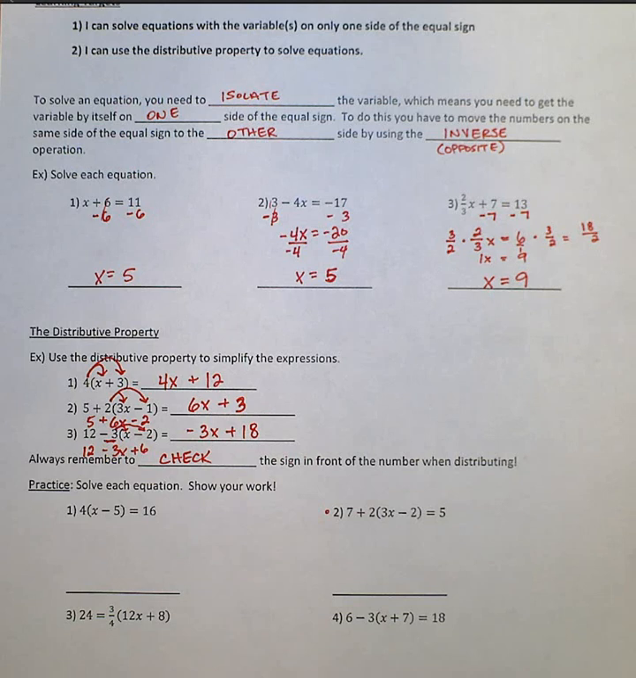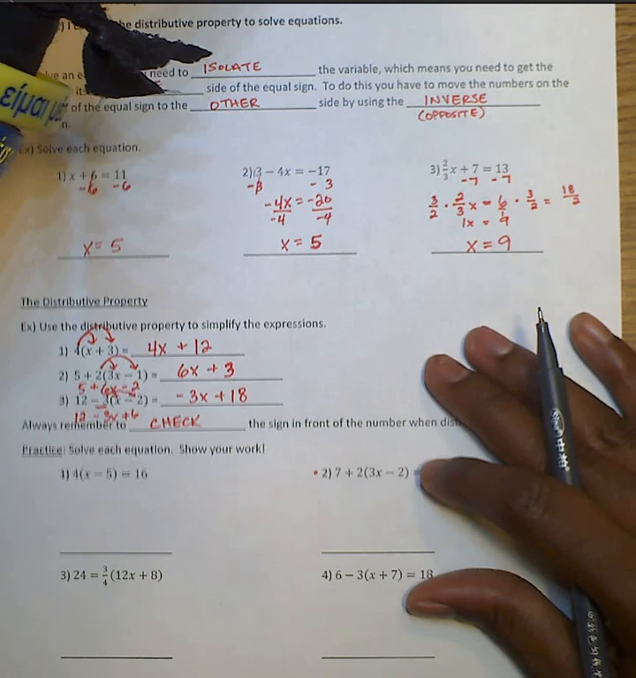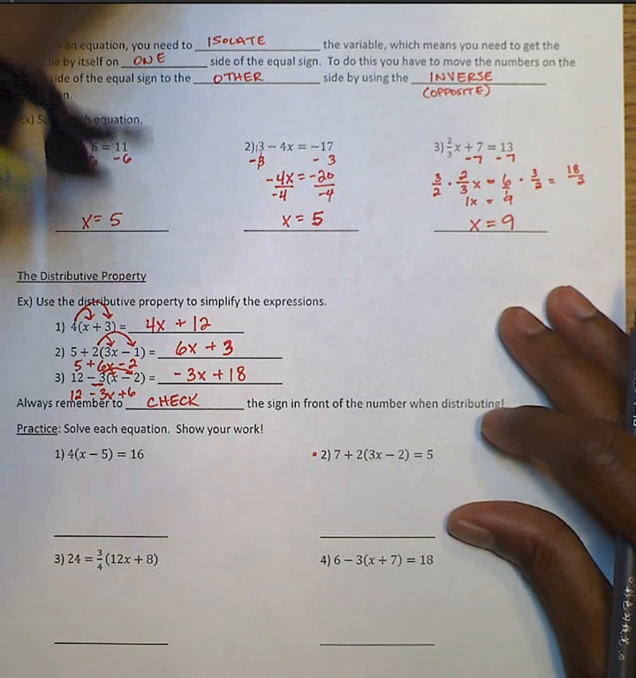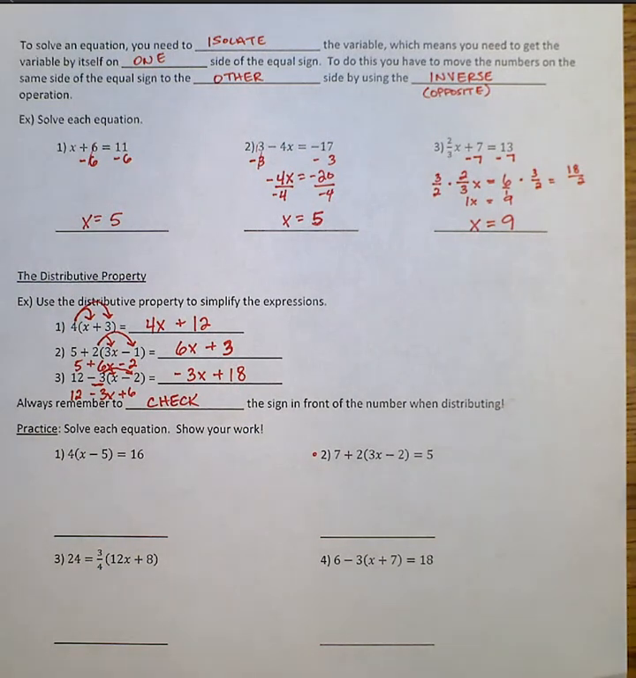Okay, so they're simplifying by using the distributive property. Okay, we'll use the distributive property to solve equations as well. So we'll see that down here at the bottom. Number 1, in this set of practice problems, we have 4 times x minus 5 equals 16.